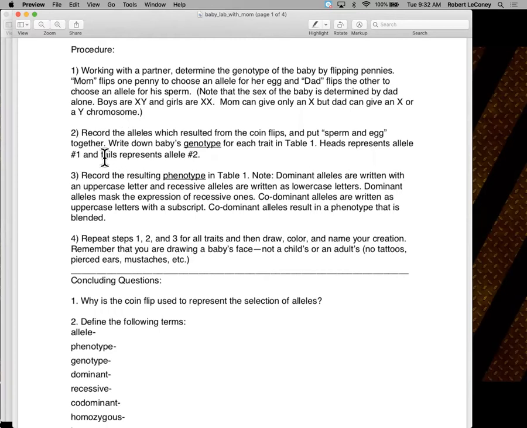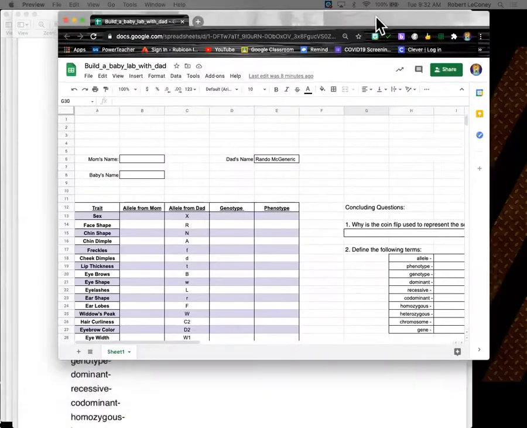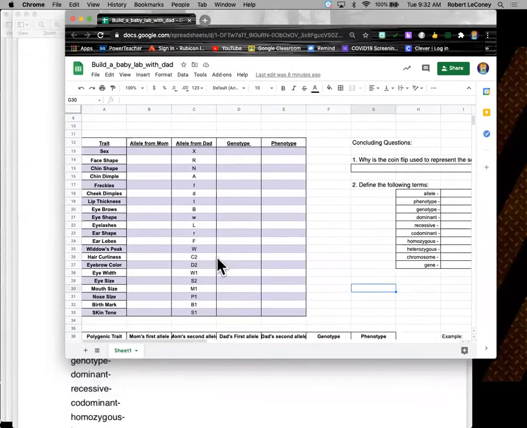Record the alleles which resulted from the coin flips and put the sperm and egg together. Write down the baby's genotype for each trait in table 1, right here. That means dad flipped a coin. Heads, we'll say, was a dominant, and tails would have been recessive, so lowercase here. Mom, I'm using mom's example here. Mom only actually has X's to give. So the genotype would be mom's X and dad's X, and the phenotype would be female. And then you're going to go down the list with that.